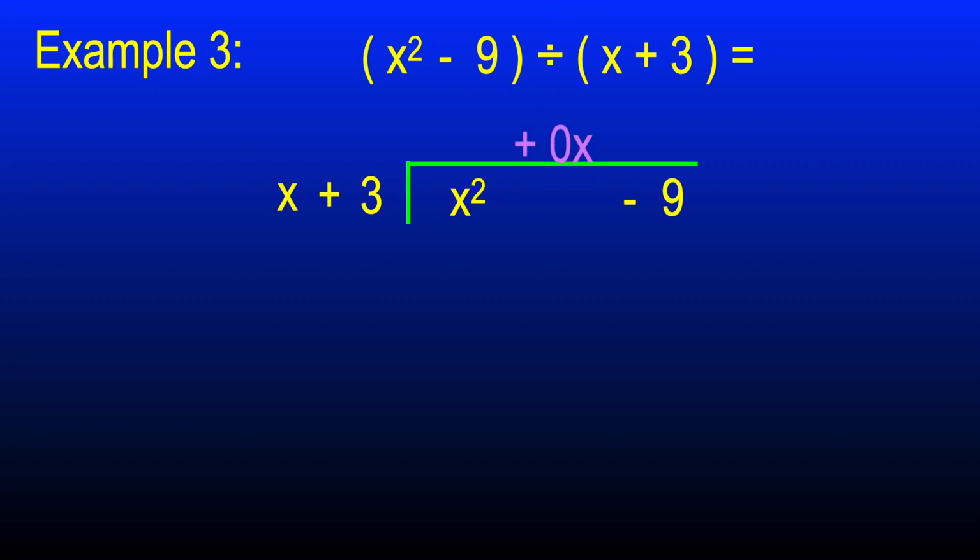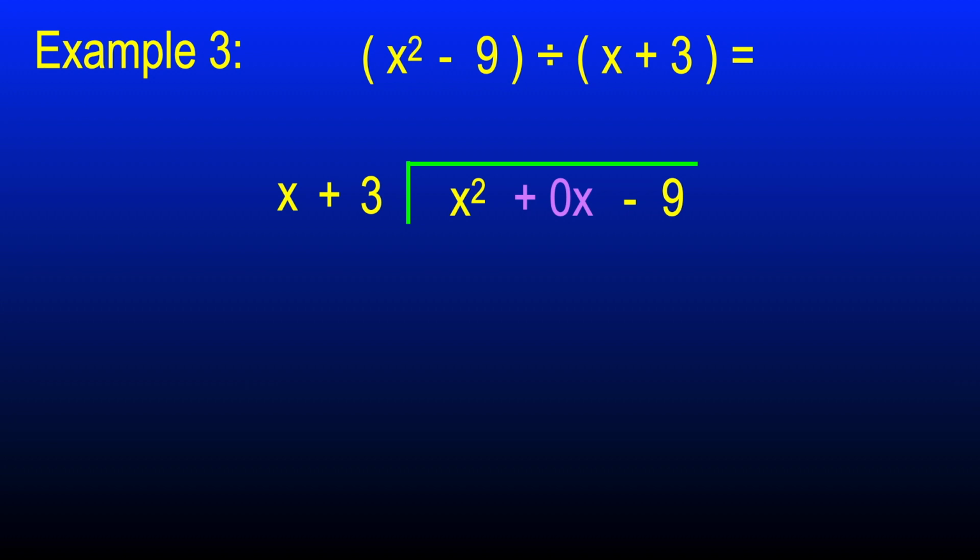So, magsusulat tayo ng plus 0x. Kasi dapat sunod-sunod yung exponent, no? 2, 1, tapos yung negative 9, x to the 0 power yon. So, 2, 1, 0. Ayan. Kaya maglalagay tayo ng plus 0x. Tapos, same lang yung process.